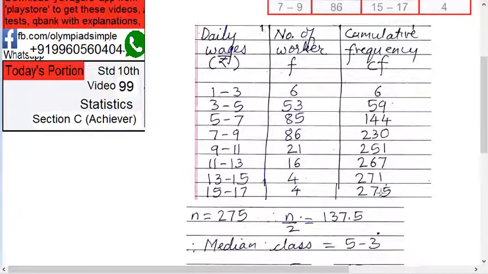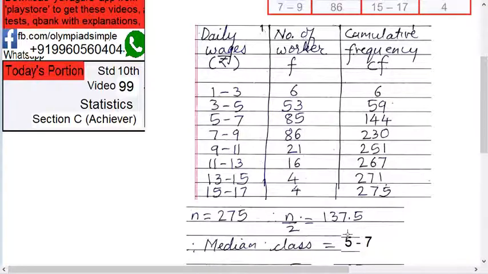So final answer is 275. It means there are 275 total number of workers. Okay, so we'll call that as n. N is 275. Therefore n upon 2 is 137.5. Now median class. How do you find the median class? So median class is 5 to 7.